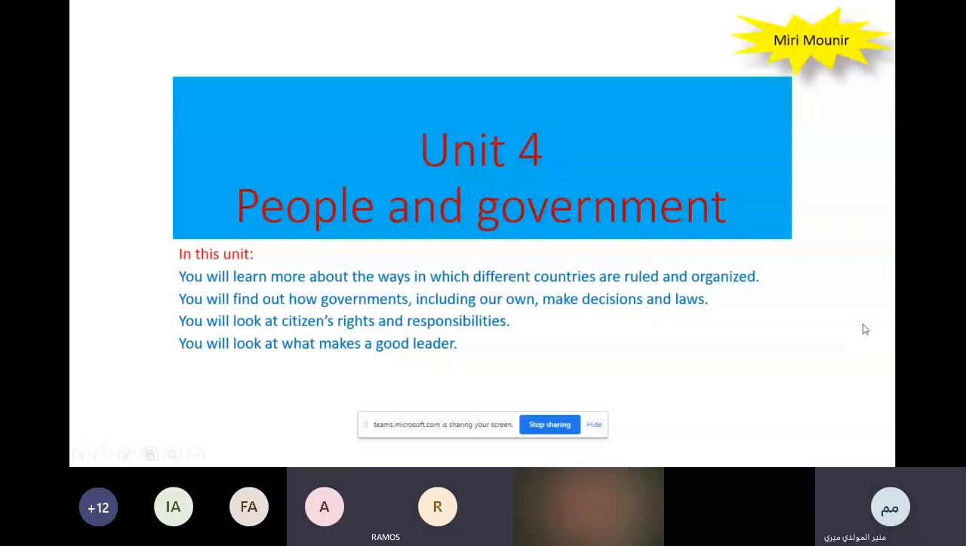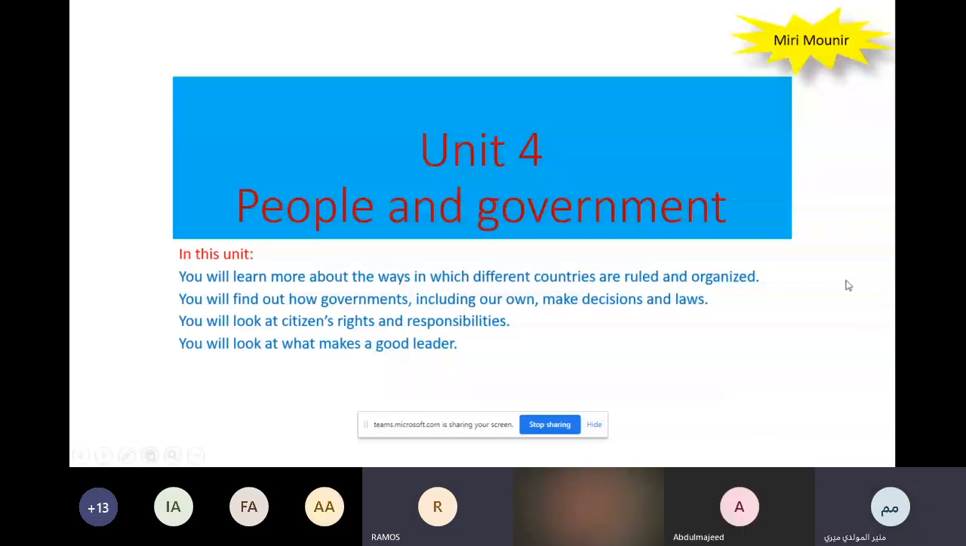Yep. Okay. So I need a volunteer to start reading, please. Can I read? Sure. Yes, please. Unit 4. People and government. In this unit, you will learn more about the ways in which different countries are ruled and organized.